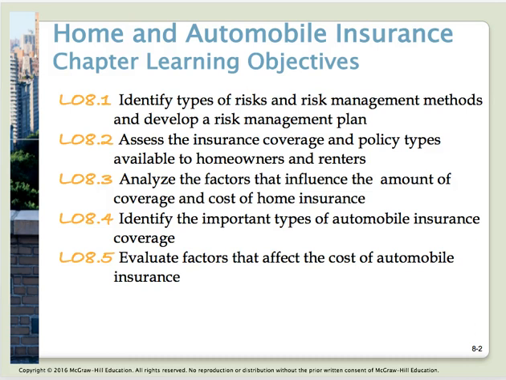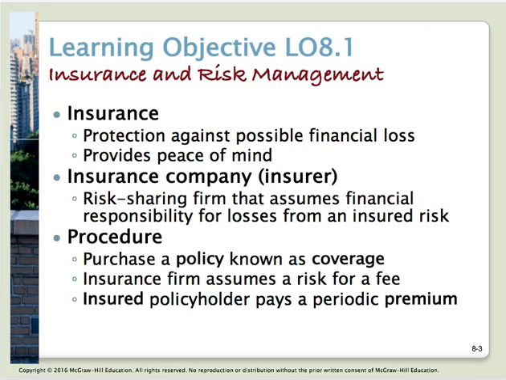Objective number 4, identify the important types of automobile coverage. Motor vehicle bodily injury coverage includes your bodily injury liability, medical payments, and uninsured motorist protection, while your motor vehicle property damage coverage includes property damage liability, collision, and comprehensive physical damage. And we'll look a little closer at those. And objective number 5, evaluate factors that affect the cost of automobile insurance. So your costs are going to be dependent on what kind of vehicle you're covering, where you live, and your driver classification. So let's begin by looking at learning objective number 1, insurance and risk management.